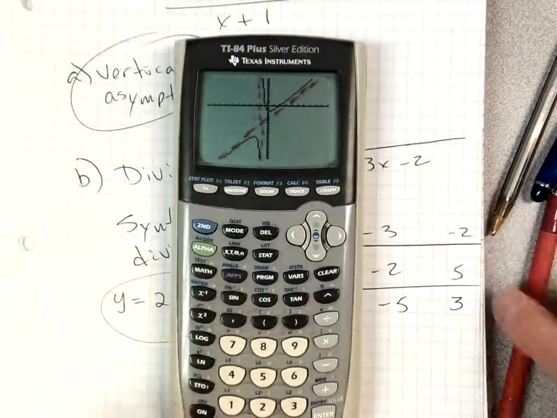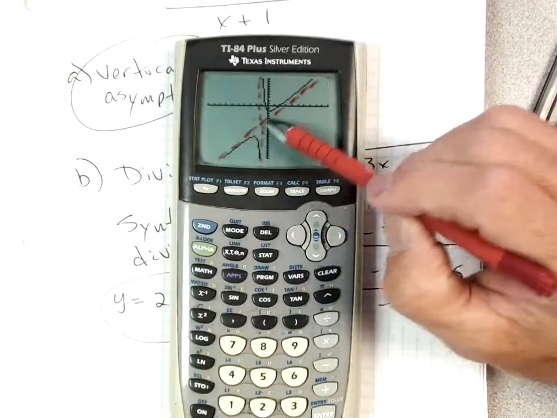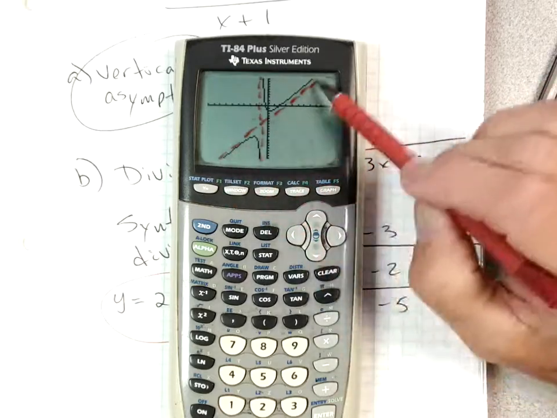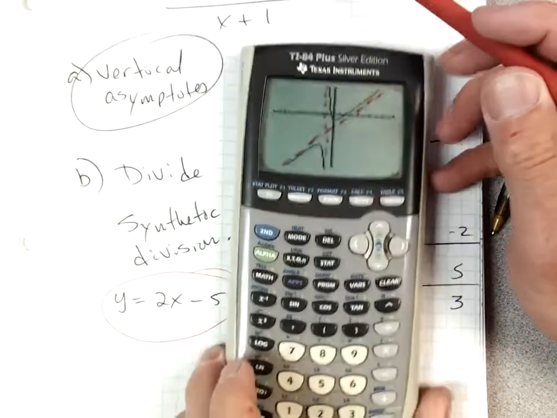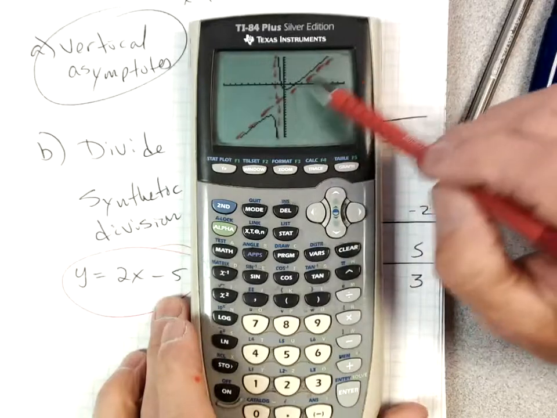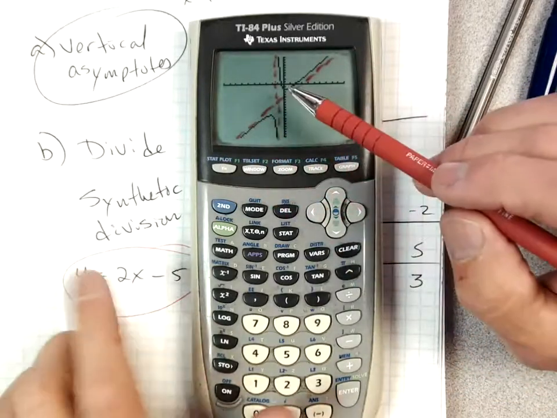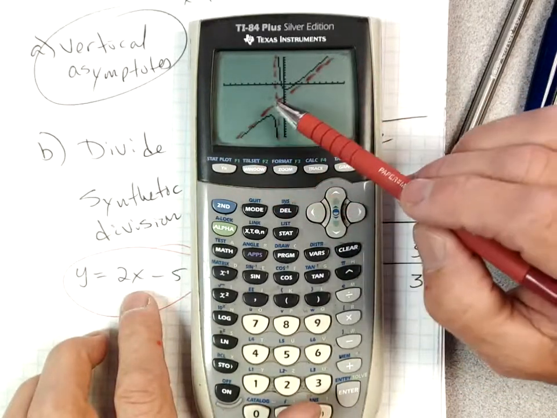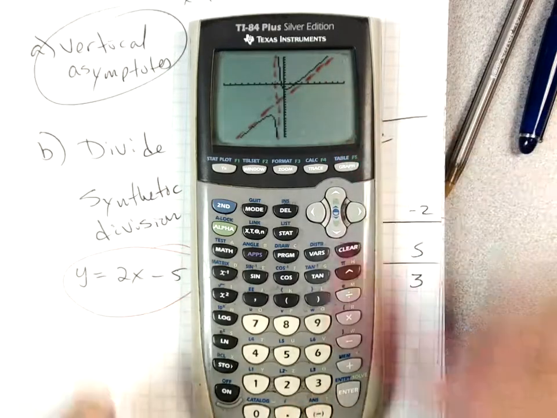Okay, I drew it in red. Do you see the red line that I drew? The equation of this line is actually, it really is, 2x minus 5. This line right here, the equation of this line is 2x minus 5. This is the other asymptote? Yes, this is the other asymptote.